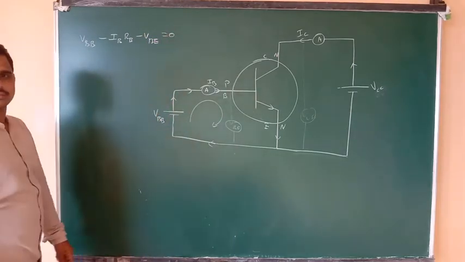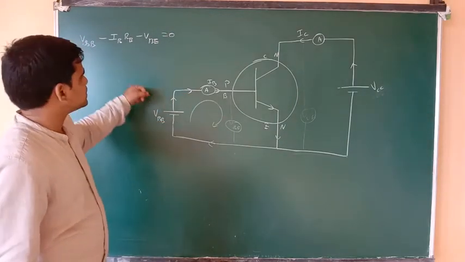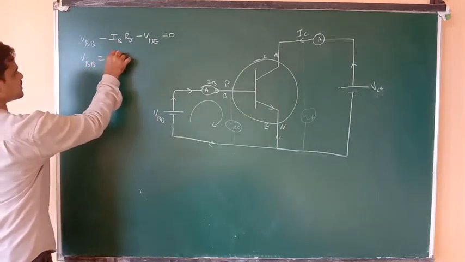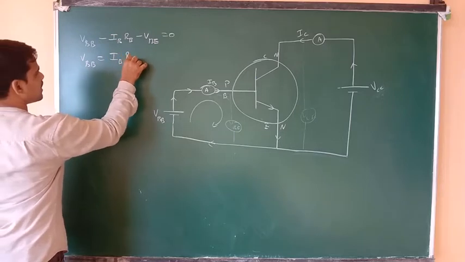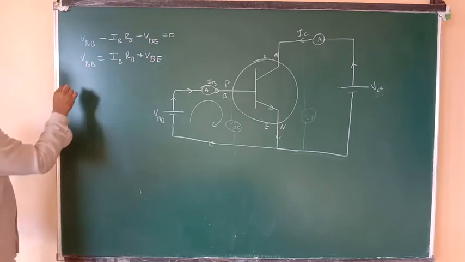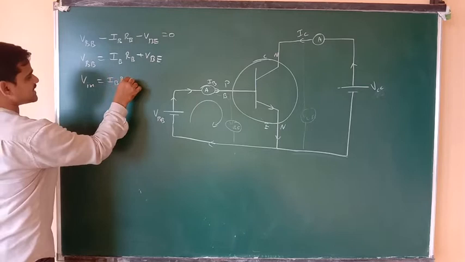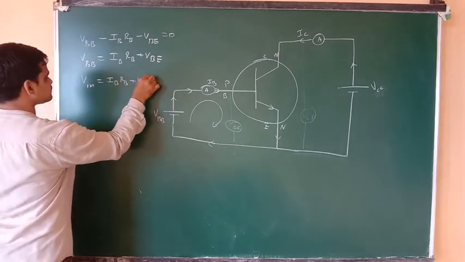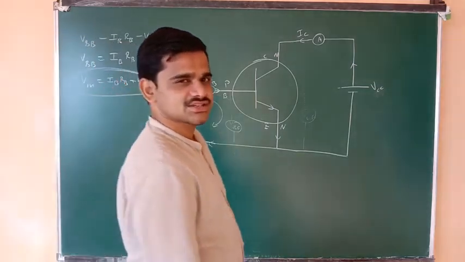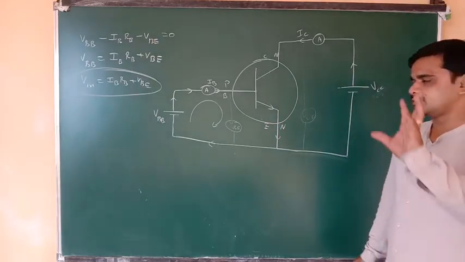Understood how I am applying the voltage law? VBB minus IB RB minus VBE is equal to 0. So what do we get? VBB is equal to IB RB plus VBE. This is the input voltage, which I am giving here.